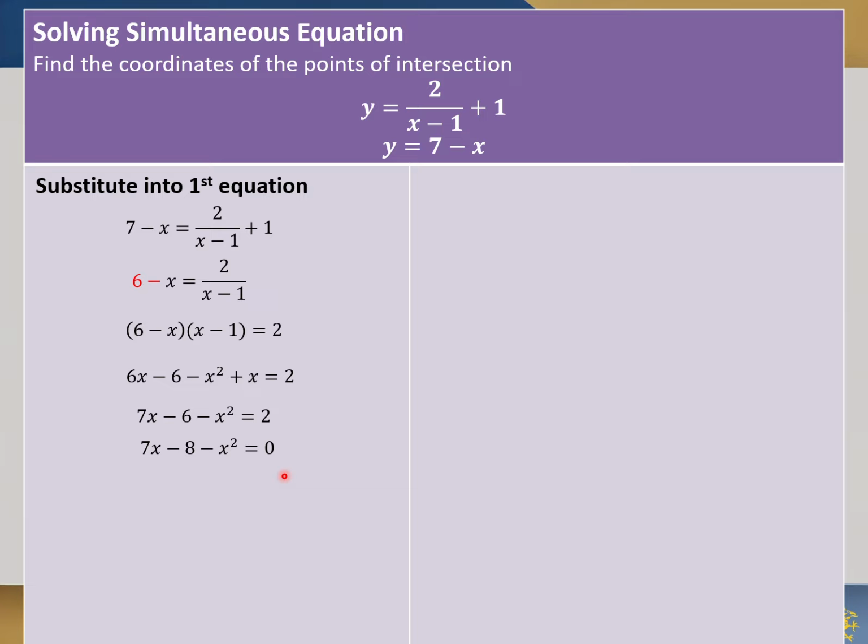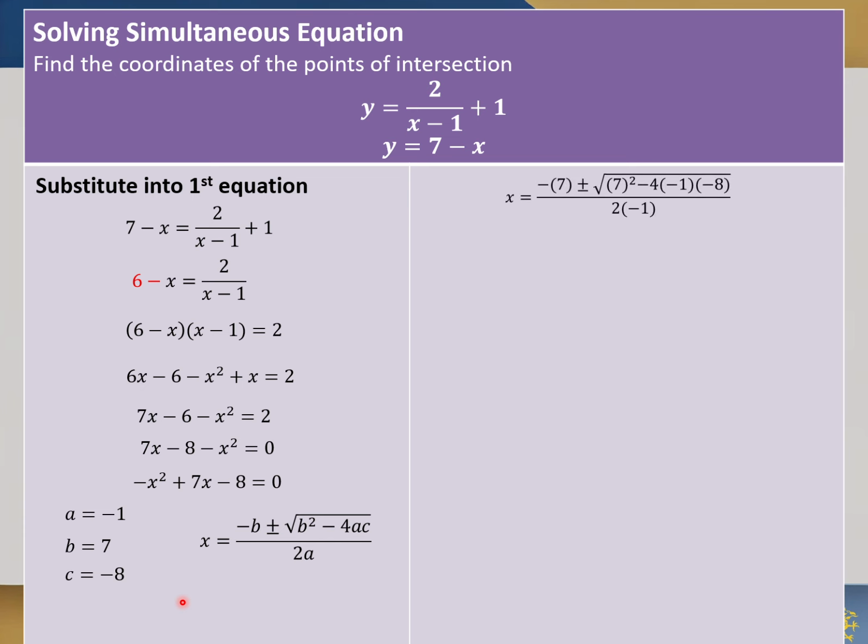I am now going to reorder everything so it's in the ax squared plus bx plus c form. When it comes to this, the first thing I'm going to think of is a times c, but I couldn't work out any numbers that would add up to the b value. So I used the quadratic formula for this. I know my a is negative 1, my b is 7, and my c is negative 8. I substituted all those values into my equation and simplified it. That got me negative 7 plus or minus square root 17 over negative 2.